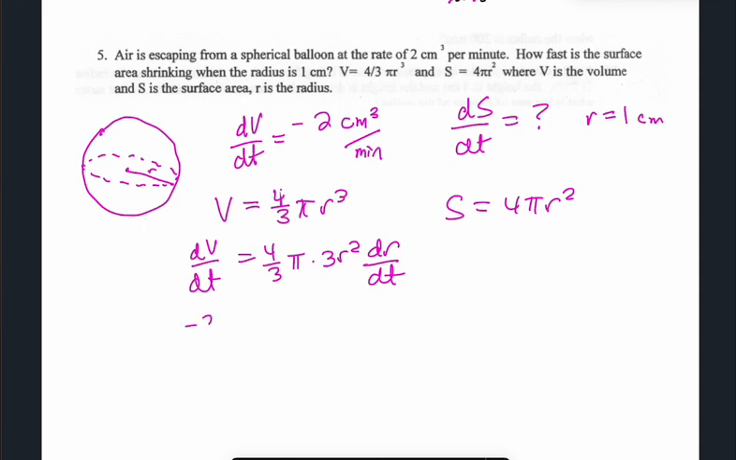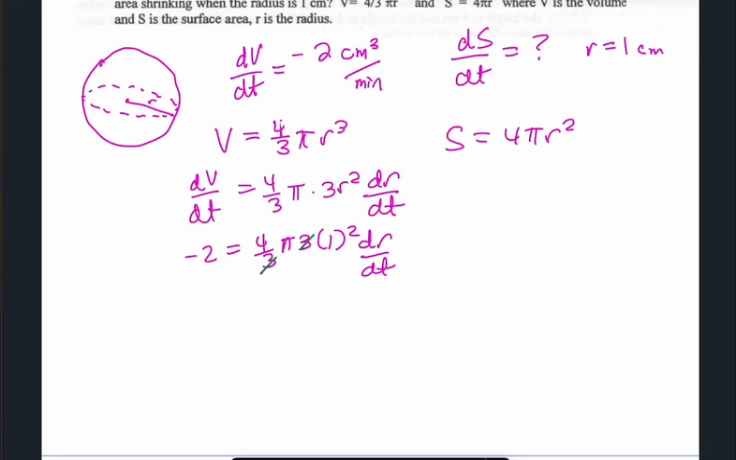So dV/dt is -2. The radius is 1. So what's going to happen? Well, the 3's cancel. Great. 1 is just 1. So the only thing left to get rid of on both sides is a 4 pi. So that'd be -2 over 4 pi. And that's dr/dt. Okay. Now let's make that a little prettier. Let's make that -1 over 2 pi. So that would be centimeters per minute.